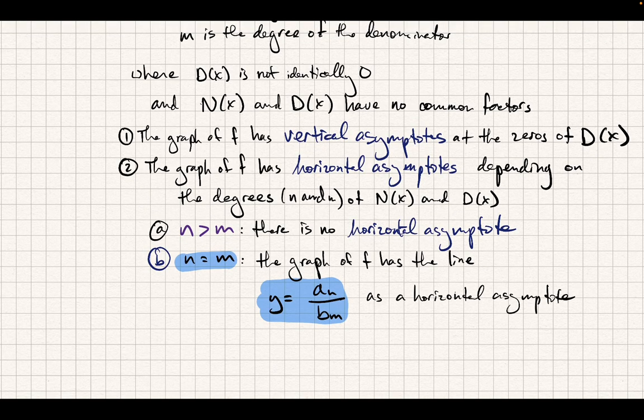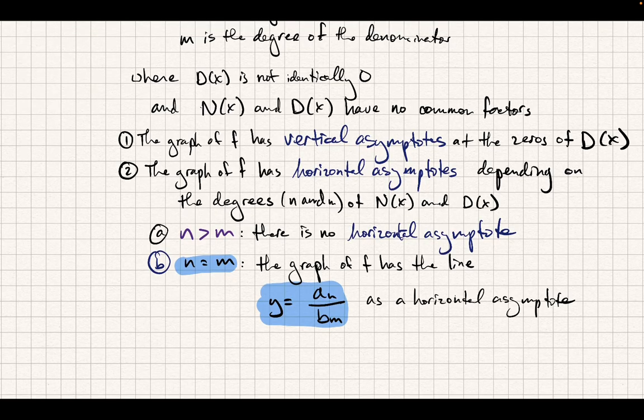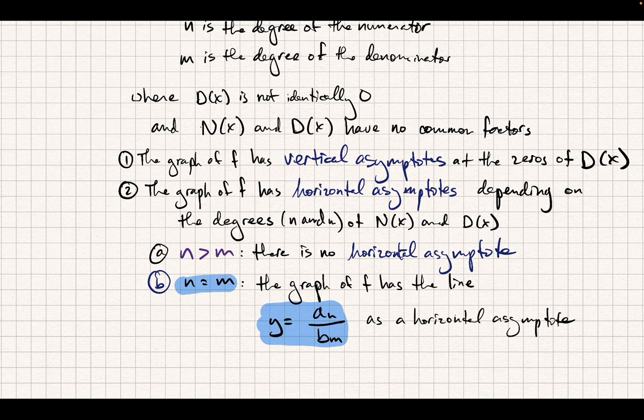Cormac, what's my last case? M is bigger than n. There's no vertical asymptote. So the last case is n is what? Less than m. No vertical asymptote. Is that the rule? Nope. It's not even close.